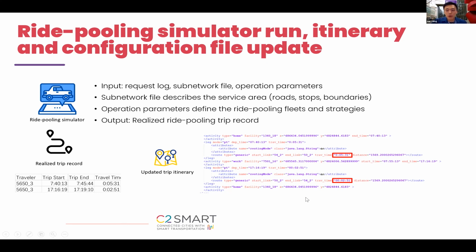So, for example, for the second trip leg of this agent, if his or her trip is rejected, the whole trip will be replaced by public transit. So there will not be an updated time for this DRT trip. It will be public transit in the consecutive run in MATSim.